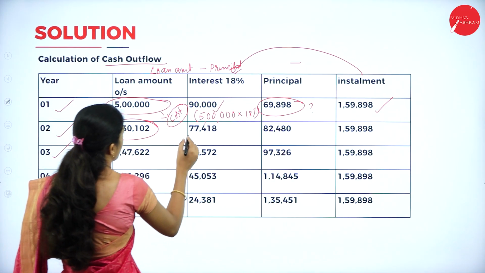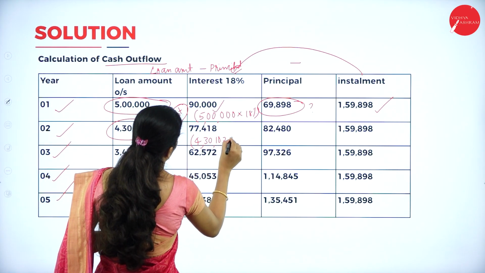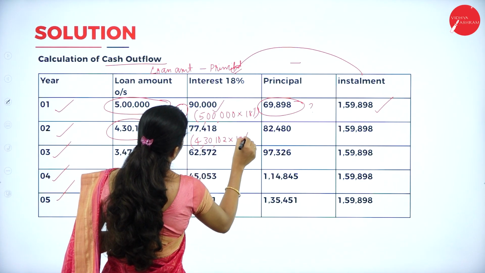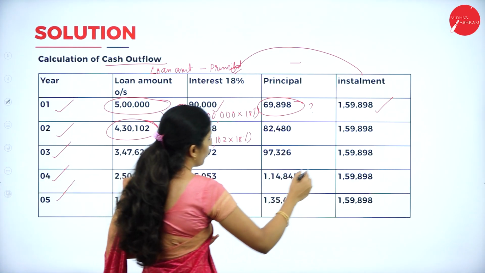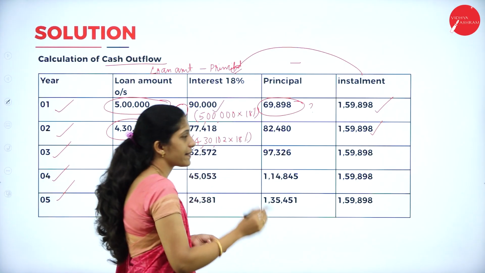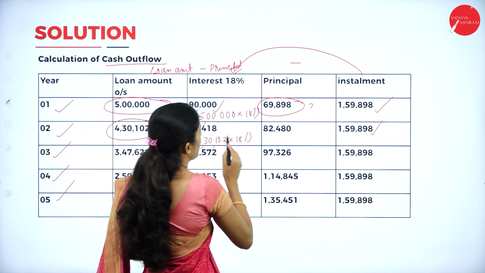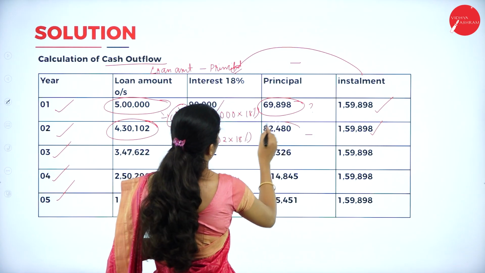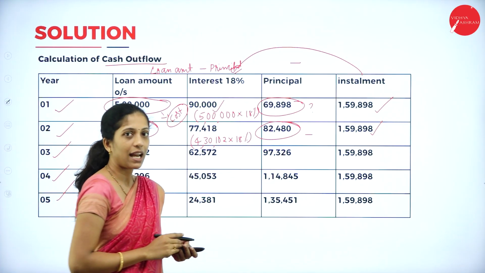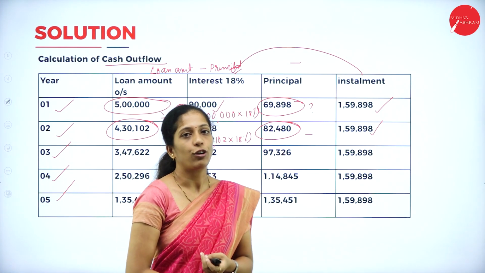Now, calculate interest. Interest on 4,30,102 into 18%, so we'll get 77,418. We know the annual installment remains the same all years. So, calculate the principal amount: installment minus interest. We'll get the principal amount, that is 82,480.